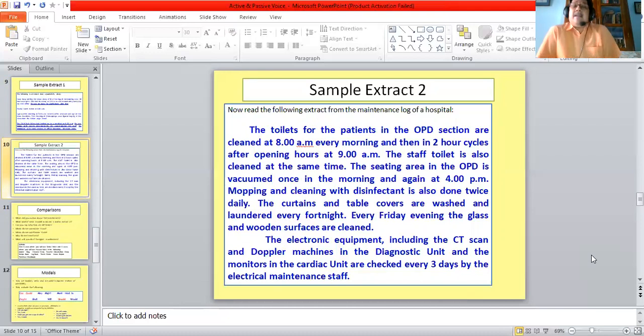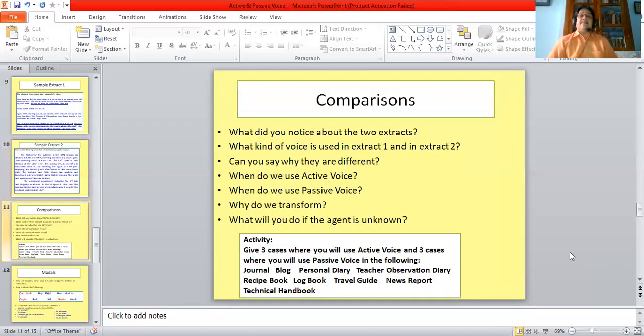But anyway, the subject is very ordinary, and the tone is also very formal, but routine. Okay, talking about routine work. Now, if you look at the voices used in extract 1 and 2, in extract 1, it is mostly in the active voice, and that is what is giving the sense of immediacy to the narrative. Whereas extract 2 is mostly in the passive voice.